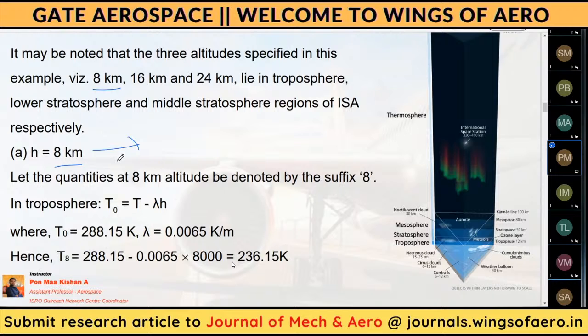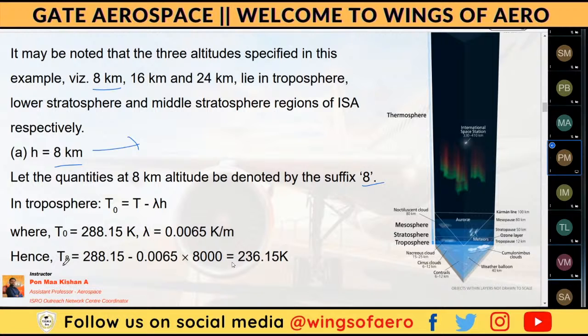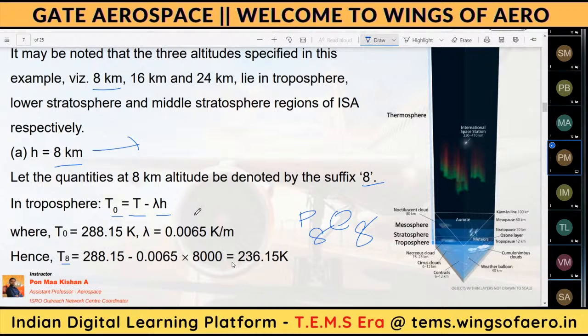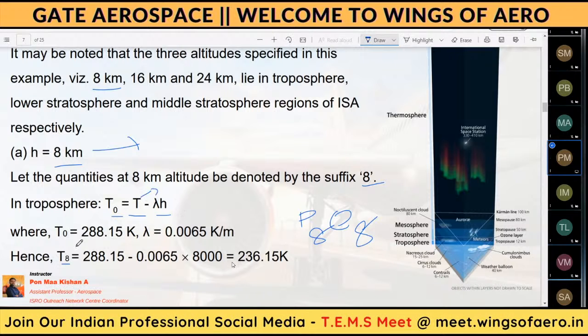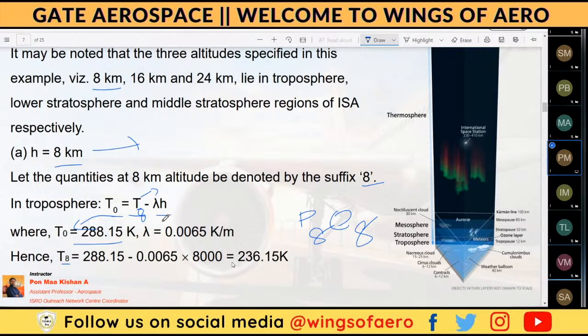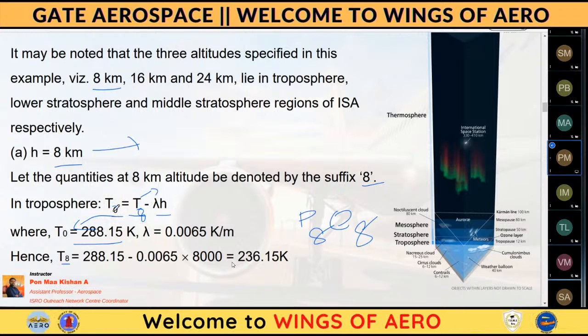So at 8-kilometer altitude, it will be denoted with suffix 8: T8, P8, rho 8. So T is equal to T naught minus lambda H. We have seen the formula before. T naught is the temperature at sea level. Here both are the same only, so they have taken the lambda over there.